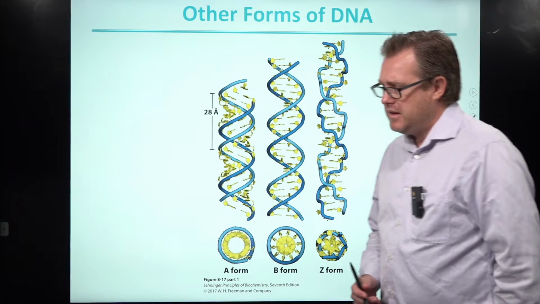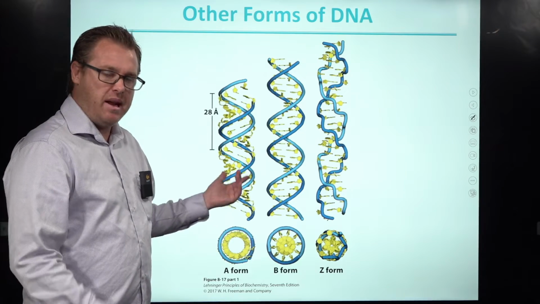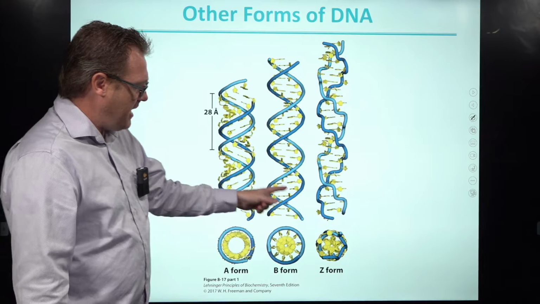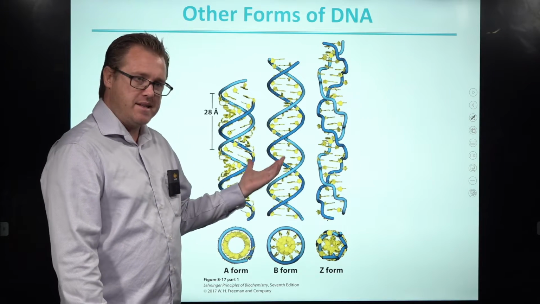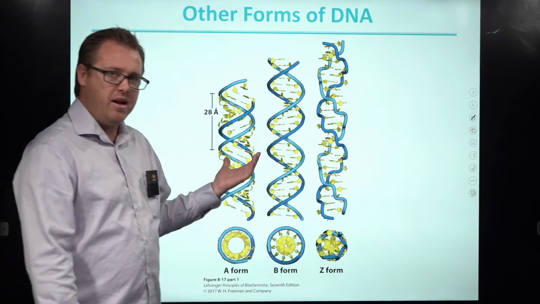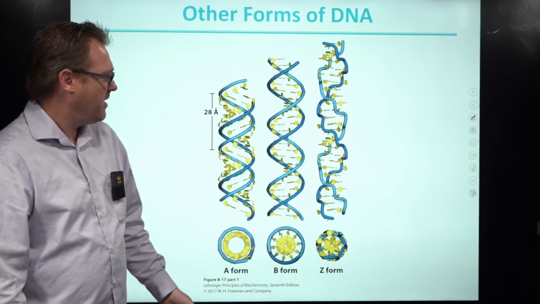And so that's what we see DNA looks like when we get rid of water. Kind of interesting. Now the Z form is drastically different than A and B in the fact that A and B are a right-handed helix. The Z form is a left-handed helix.